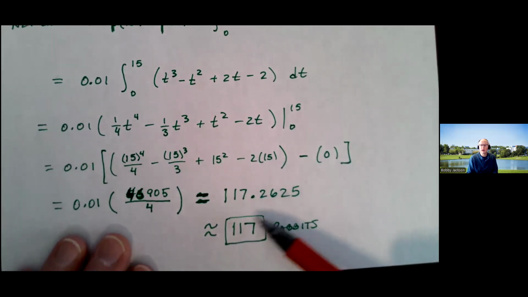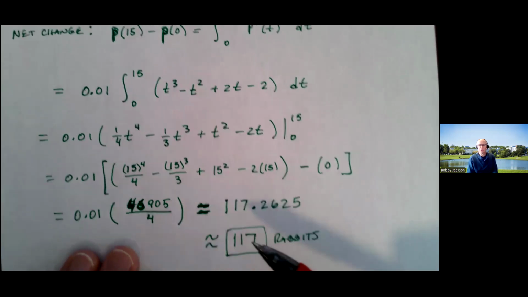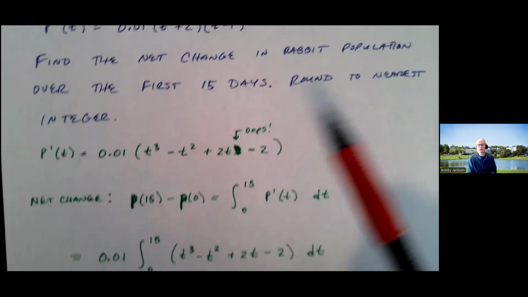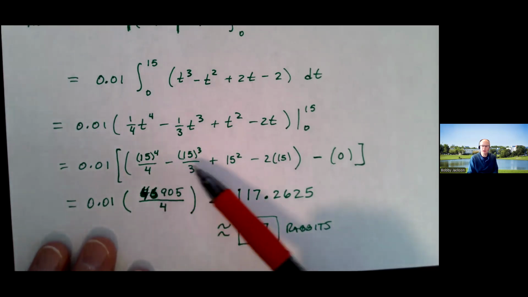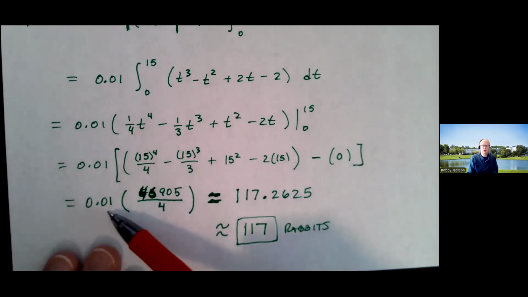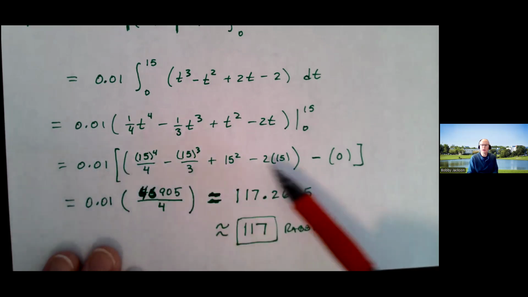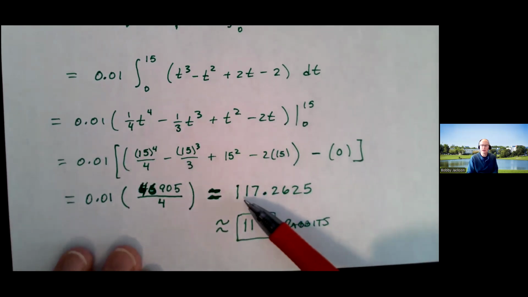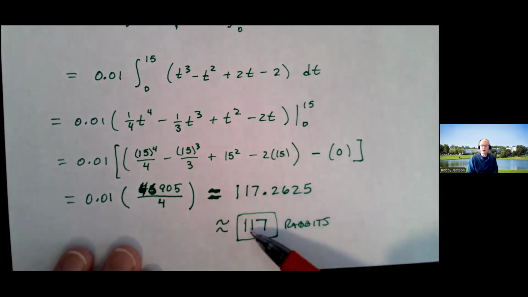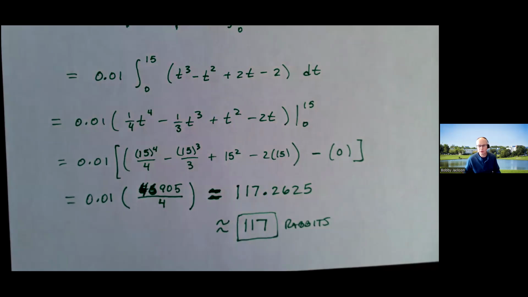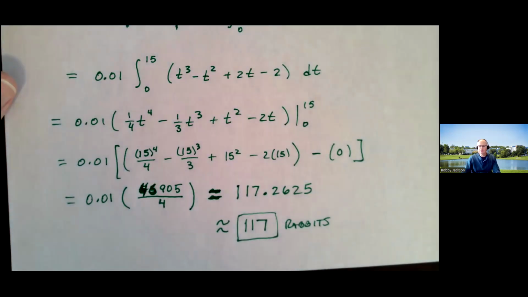Now we're going to want to round to the nearest integer. If you recall, the instructions say round to the nearest integer. I used my calculator's convert to fraction button to get all this as one fraction, but then I just multiplied it by 0.01. You could do this whole thing in your calculator, and this is what you get without rounding. And so to the nearest integer, it would be 117 for this particular problem. And so that is the number of rabbits. Okay, hope this one was helpful.